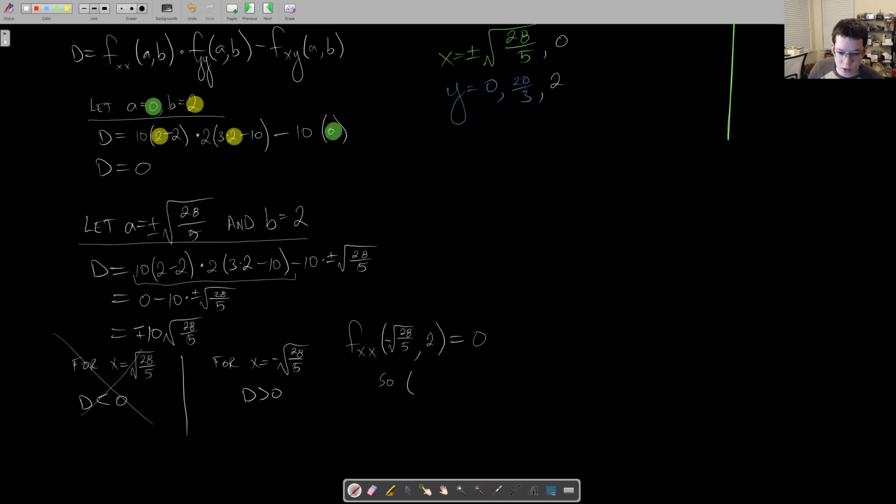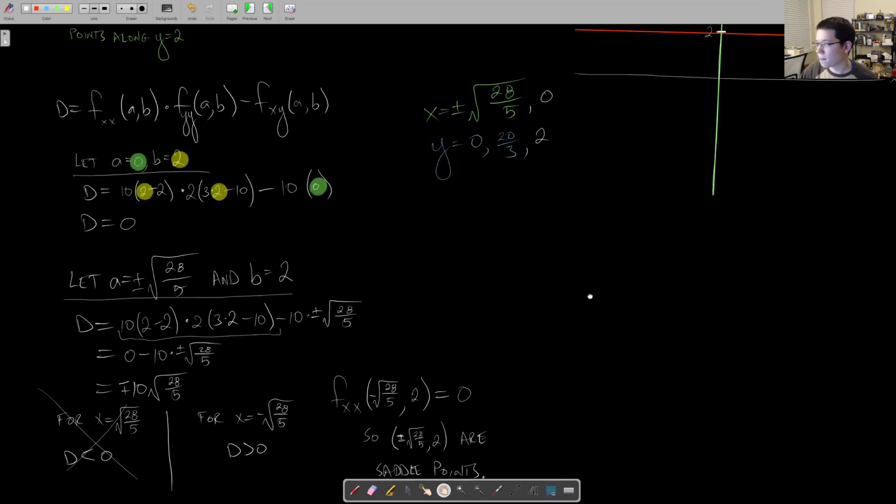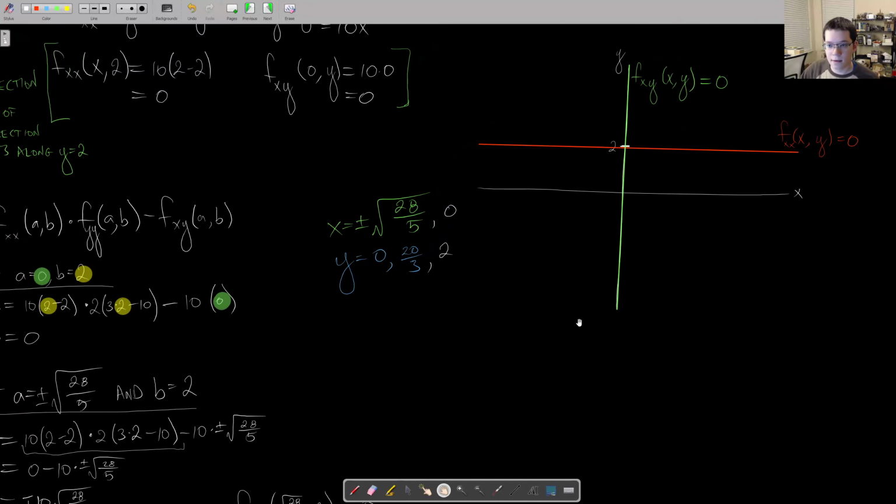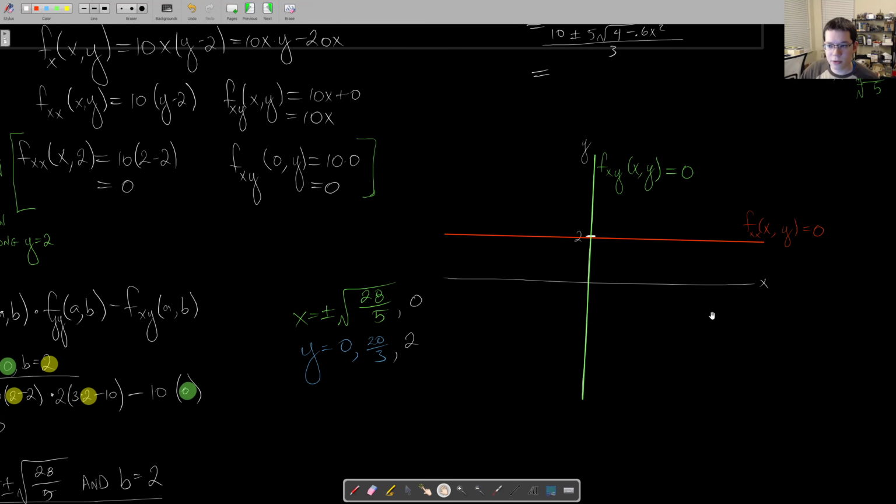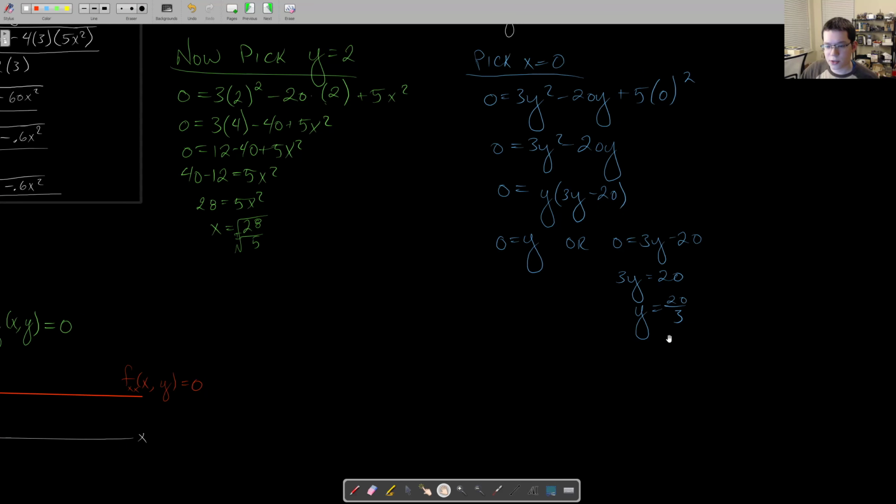So, negative. Those are saddle points. And then the other one should be fairly trivial, because that's just a fraction.